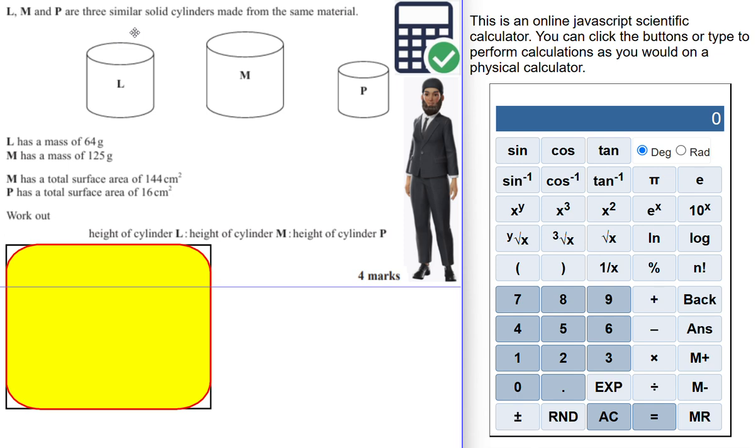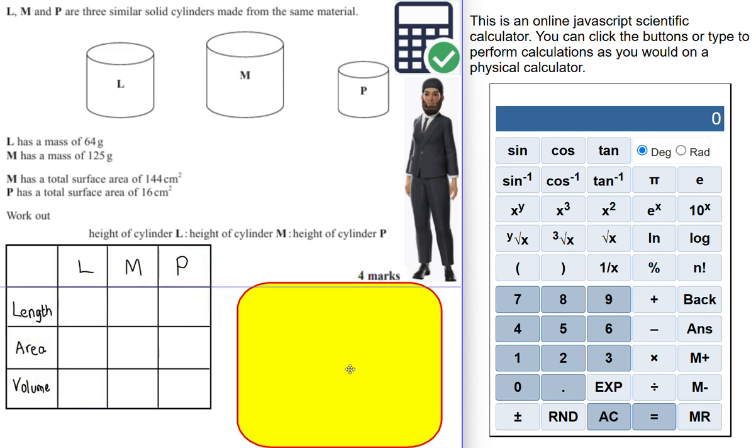We've been told that we have three similar solid cylinders made from the same material, namely L, M and P. Now, we know that L has a mass of 64 grams. Let's treat that like a volume. So let's write that down: L has a volume of 64 grams. And at the same time, we know M has a mass of 125 grams. Let's write that down, 125 grams.